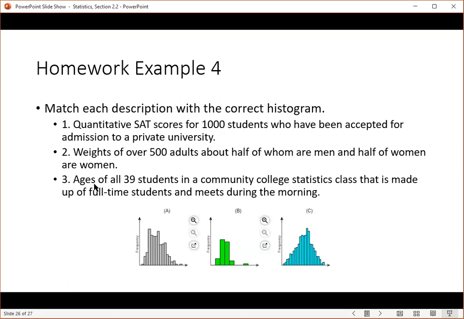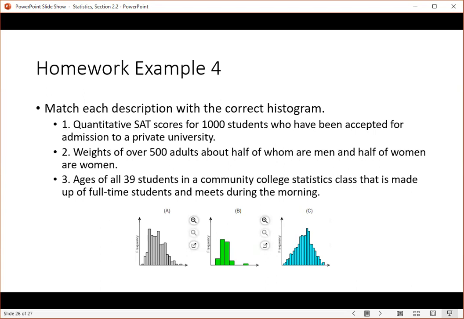And then ages of all 39 students in the community college statistics class that is made up of full-time students. All right, so if you've got 39 students in a class, the class is in the morning, meets during the day, and the students are full-time, what are you going to be able to say about the distribution in ages for those students? I would say that the distribution is going to be pretty small. All right, so you're going to have relatively similar, relatively young students in such a class. You're going to have relatively few older, non-traditional students. And so you'd expect a distribution that is fairly narrow, with taller peaks, right?